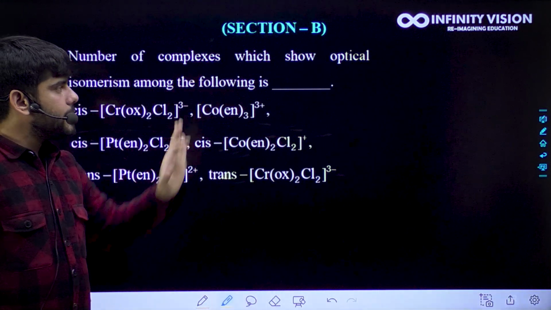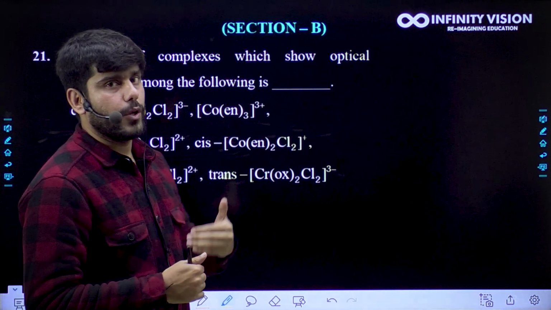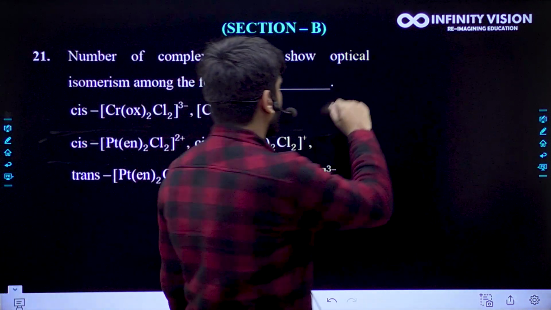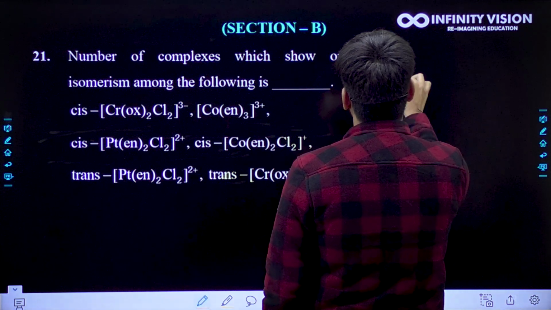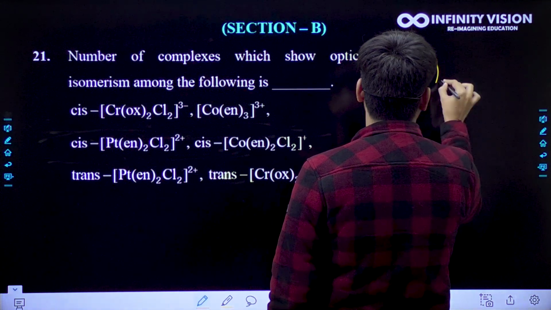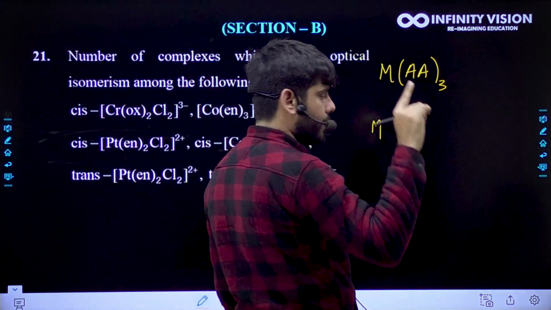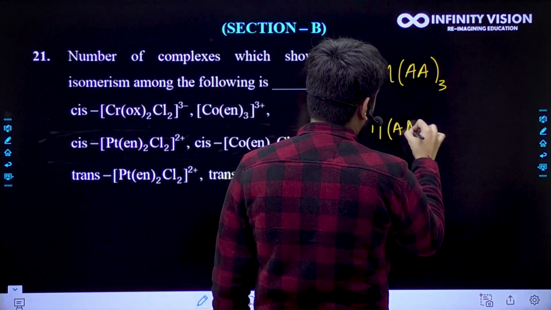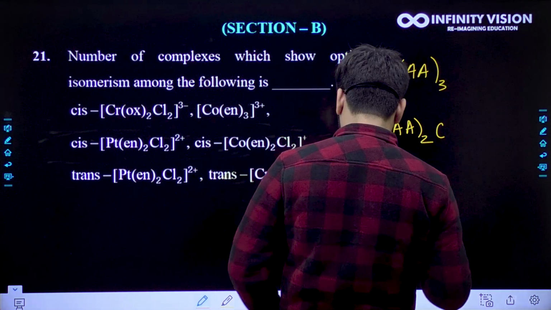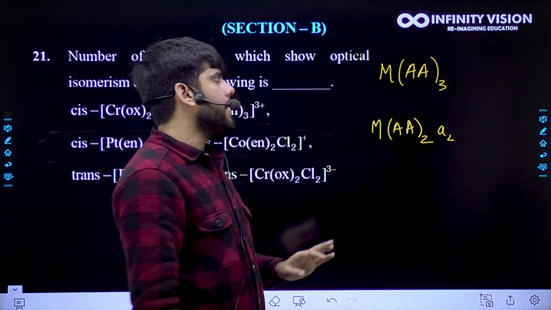Number of complexes which show optical isomerism among the following. This question is from coordination isomerism. Now, we know that suppose we have a bidentate ligand of AA type, we can have this possibility in the octahedral geometry, and we can have this possibility, let's say A2. This is monodentate, these are bidentate.